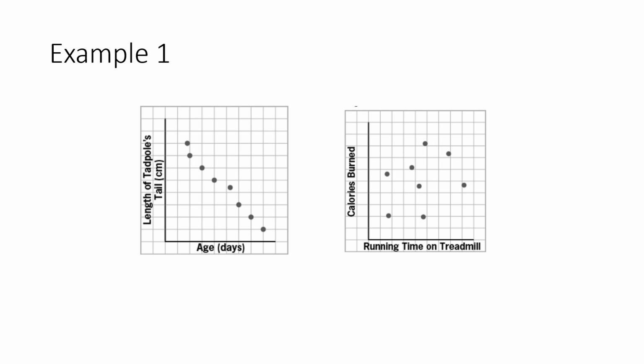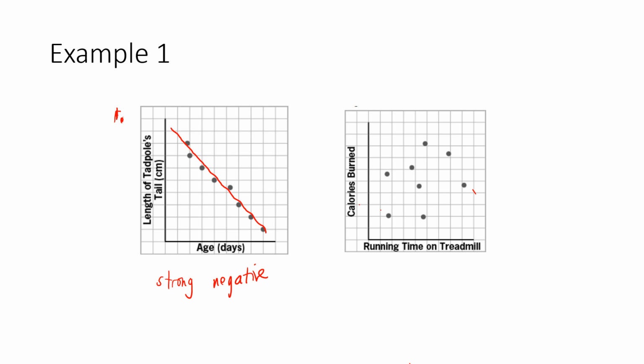Okay, let's look at some simple scatter plots and examine the line of best fit. For the first graph, we have the age of a tadpole, a baby frog, and the length of its tail. So what is the relationship here? If I were to sketch a line of best fit, I can clearly see that the points are very, very close to the line. It is also downward sloping. As the tadpole gets older, in general, the length of the tadpole's tail shrinks. So the points are very close, so we can say it's a strong relationship, and it's downward sloping, so it's a negative relationship.